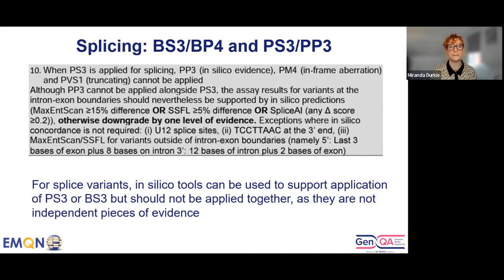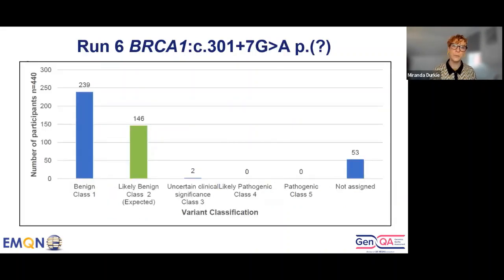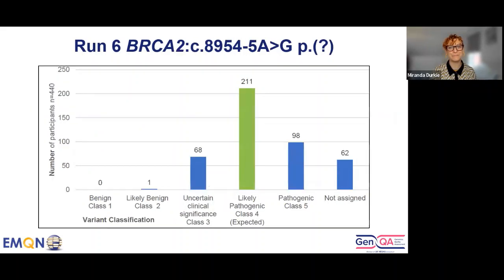Next slide, please. So the example here is run 6, c.301+7G>A. We were expecting a classification of class 2 and the majority scored it as class 1. Thankfully, for this one, there's no clinical impact. Next slide, please. And then looking at a different variant, we've actually looked at this BRCA2 variant before, at -5. Again, there was a bit of a spread. We were expecting class 4. We saw class 3 and class 5.